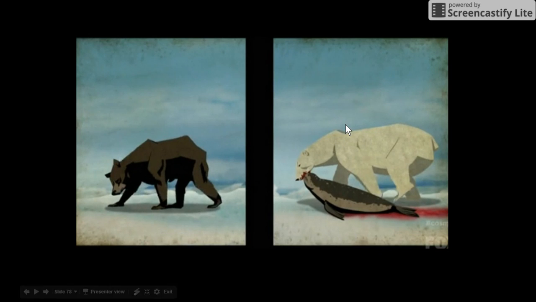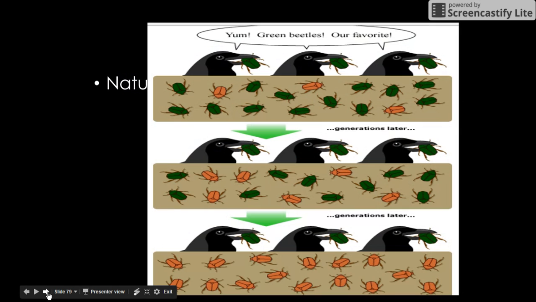Whoever is the most fit for that environment will survive and reproduce. Remember that fit doesn't necessarily mean you have to be the strongest or run the fastest. You just have to have a characteristic or adaptation that is good for that environment. Because if we flip the situation, if we were in a different environment, the brown bear may be the most fit, where the polar bear would die out.